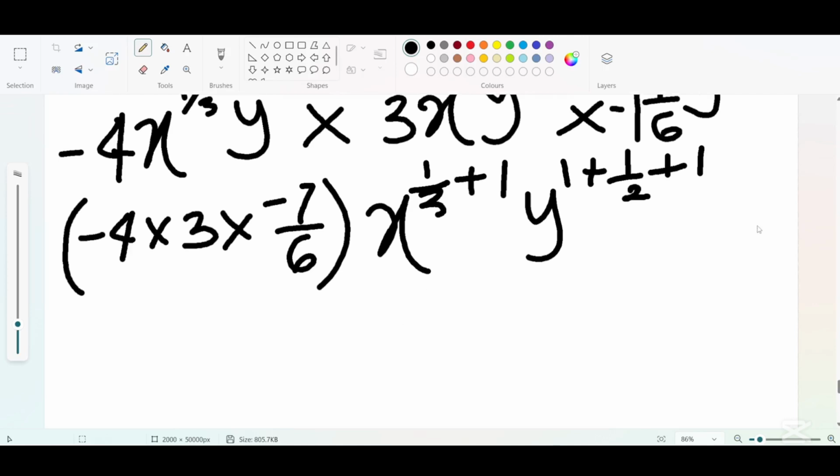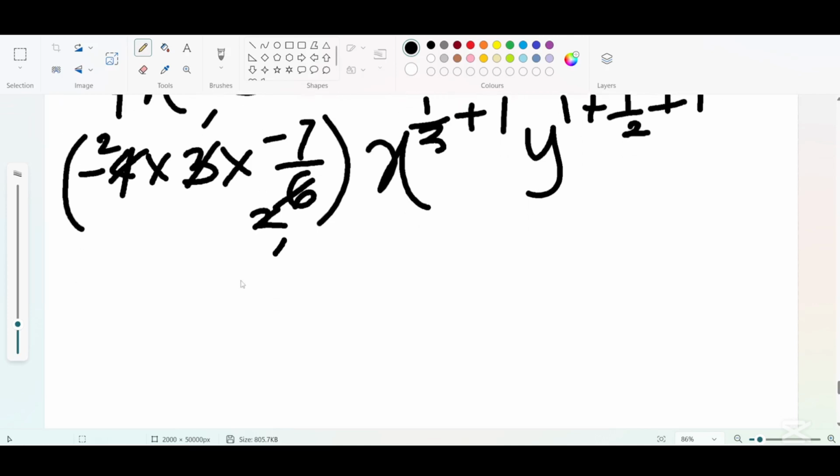So once we have done that, we can cut if anything can cut. So 2 here, 1, 2 here, 2. So we are left with 2 times 7, that's 14. Minus times minus is going to be plus. So we are left with 14 here. And x is going to be, for this one, 3 times 1, 3, plus 1 is going to be 4 all over 3.